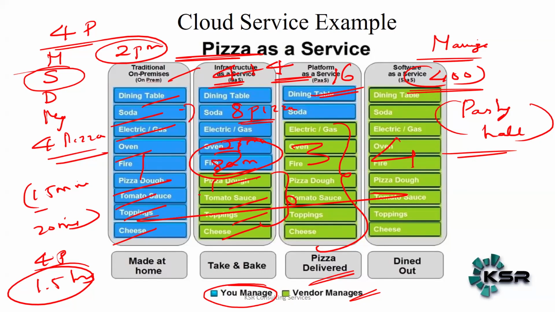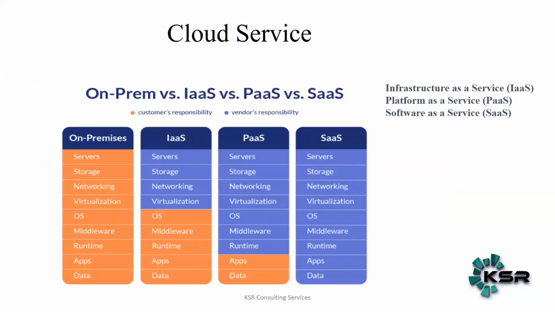Pizza is done. Now what I'm going to do, the entire thing, let's speak technically. I will replace this with cloud services, which I'll call on-prem, IaaS, PaaS, SaaS. Whatever I did in the previous example where I was talking about pizza, the number of people who come in and the number of services I get from outside and the number of things I do inside, now I've replaced completely with the cloud terminology.